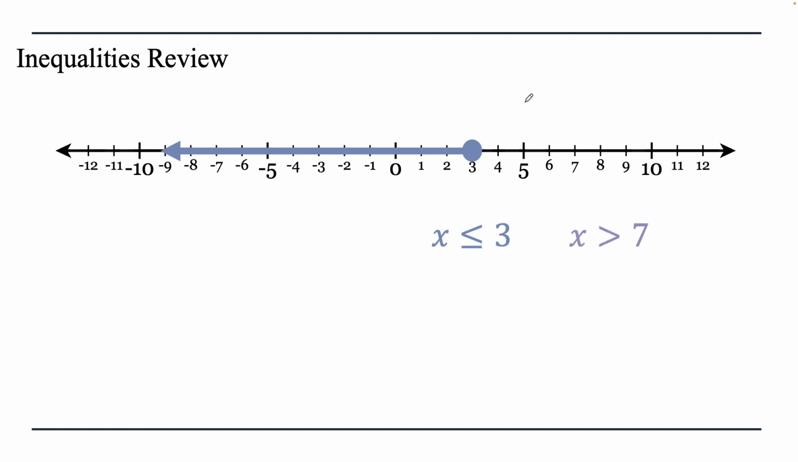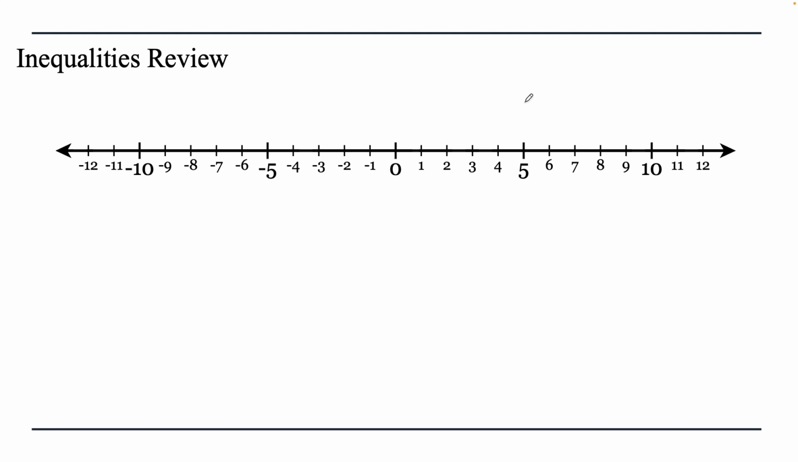Let's try x greater than 7. So this time, anything to the right of 7 on the number line would be what I'm looking for. Is 7 included? It says x greater than 7, but not greater than or equal to 7. So 7's not included. I'm just going to put an open circle on that.